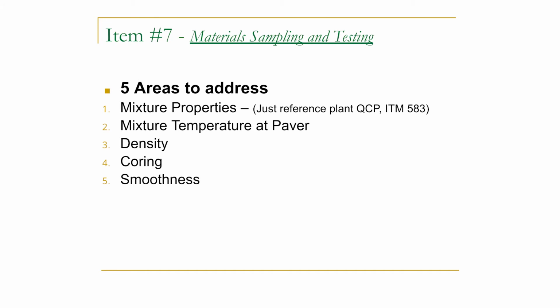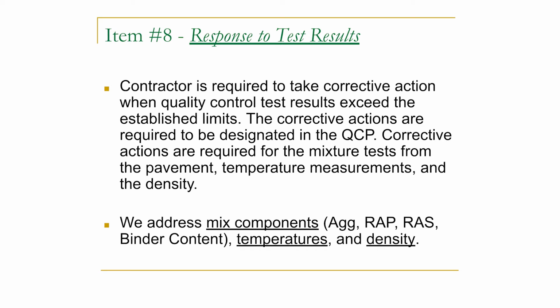Anyway, coring: how you're going to do your coring, and then address your smoothness. Item 8 is the response to all these test results. So if you get a test result that's out of specification or needs to be addressed, you have to put something in your plan to address the items that are out of specification or just need addressing.